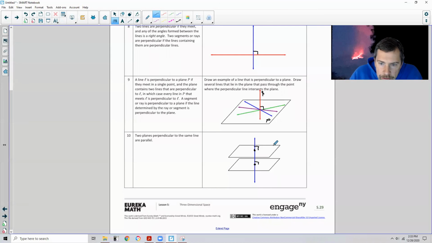And while we're at it, let's name these. Let's call that P and that Q. So one line perpendicular to both planes, the planes must be parallel.